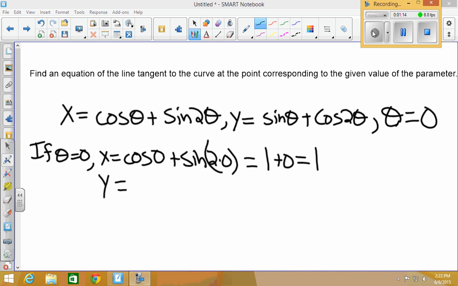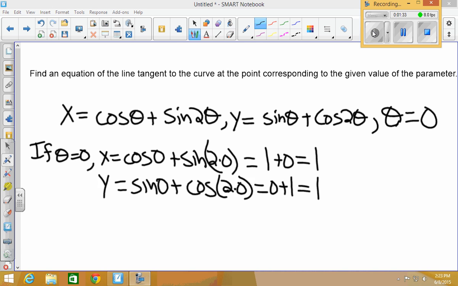y is equal to the sine of 0 plus the cosine of 2 times 0. The sine of 0 is 0. Cosine of 2 times 0: 2 times 0 is 0, cosine of 0 is 1. So y is also 1.